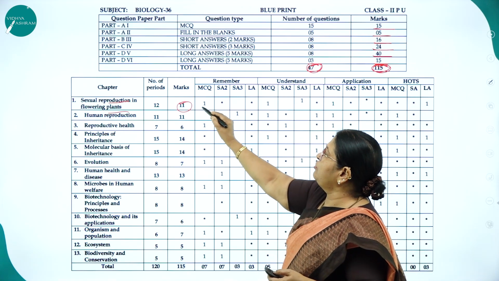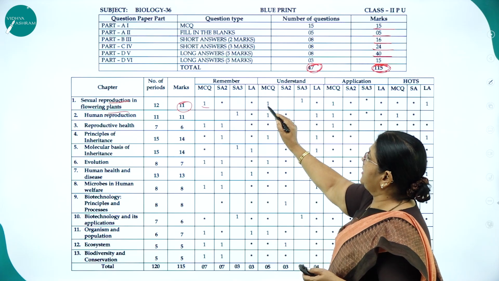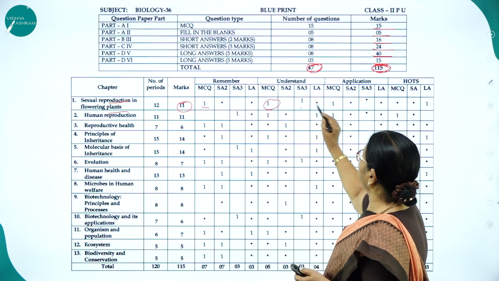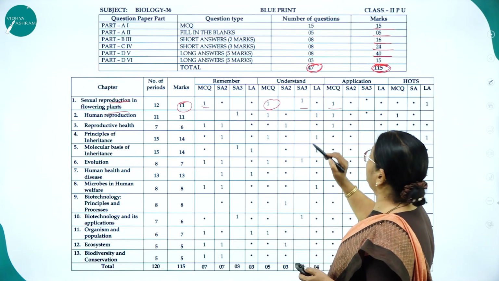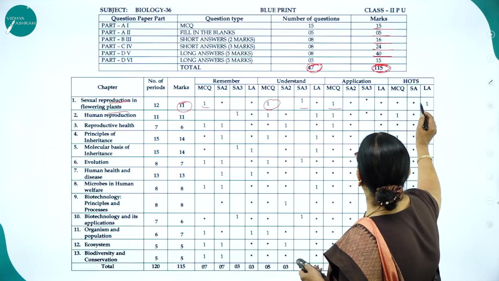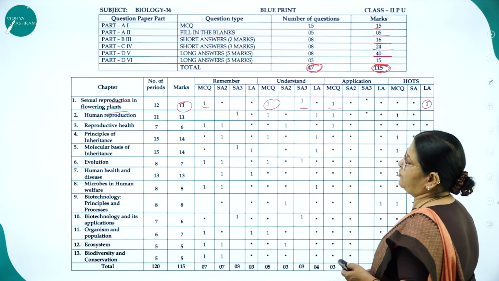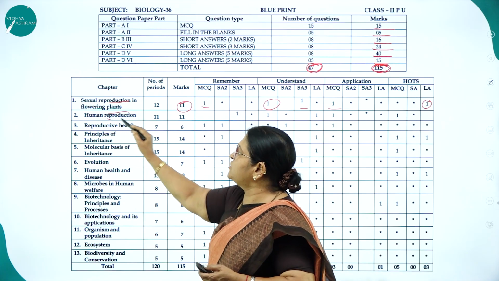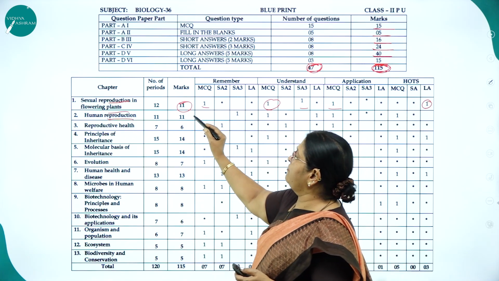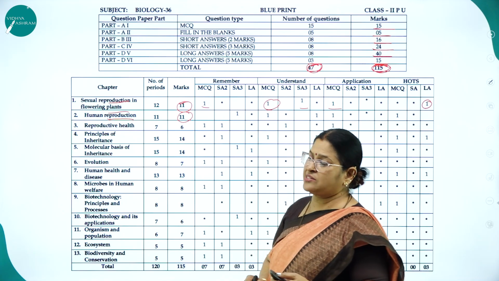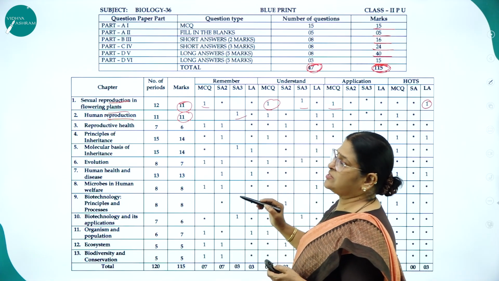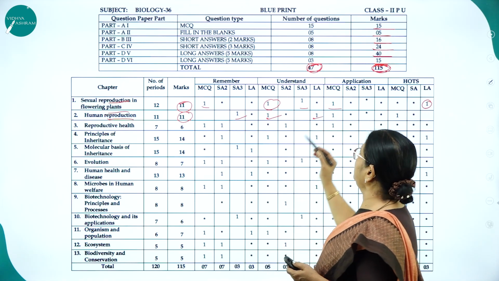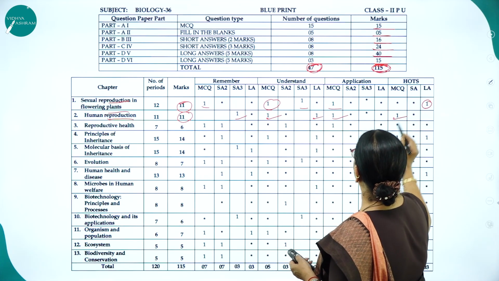So MCQ, you will have one question. Then again MCQ, you'll have two questions here. Then short answers 1, then again MCQs 1. So totally you'll have long answers 1 question. So here it is 11 marks. Human reproduction, the second chapter, is having a weightage of 11 marks. So again, same: short answers 1, then MCQ 1, long answers 1, then MCQ 1 and again MCQ 1.